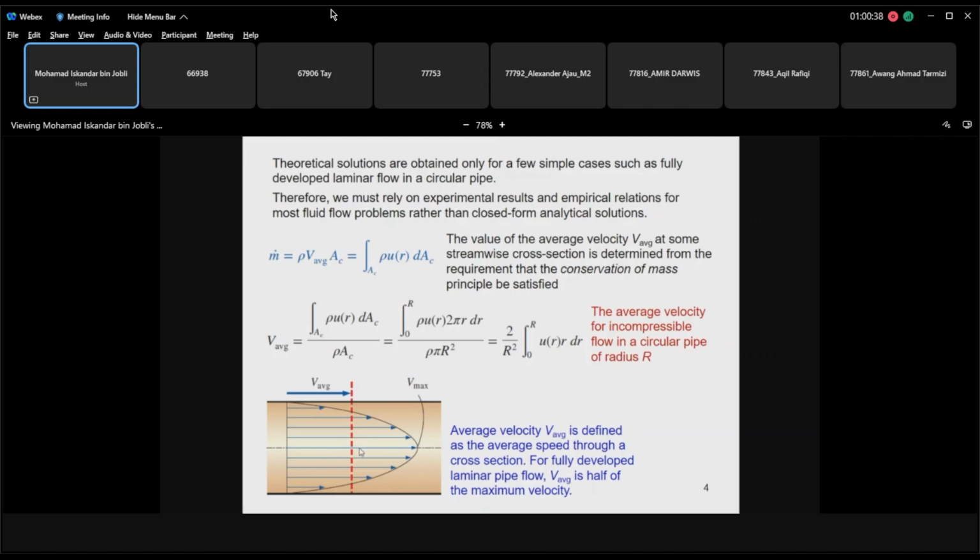That's why in any particular assessment of fluid mechanics and fluid flow, we're going to be taking the average velocity of the water inside a pipe.